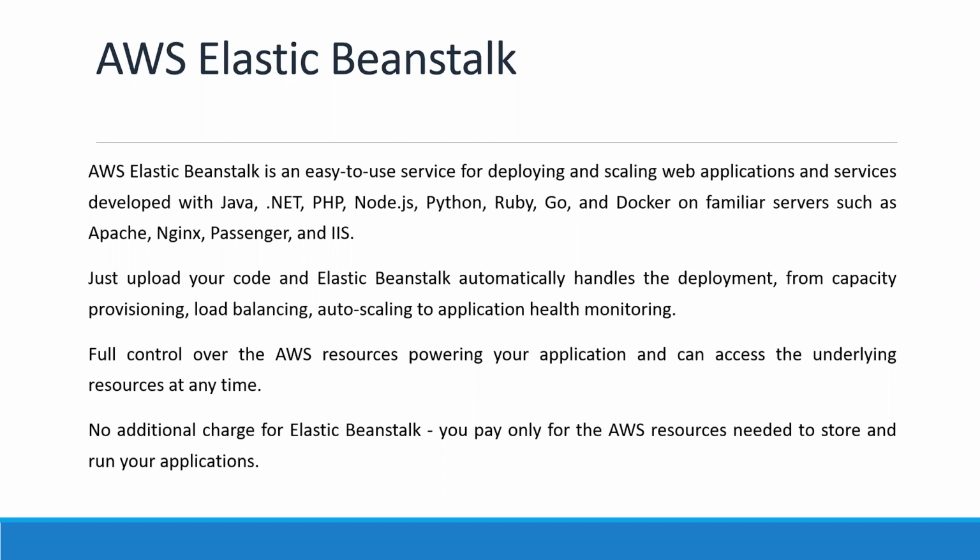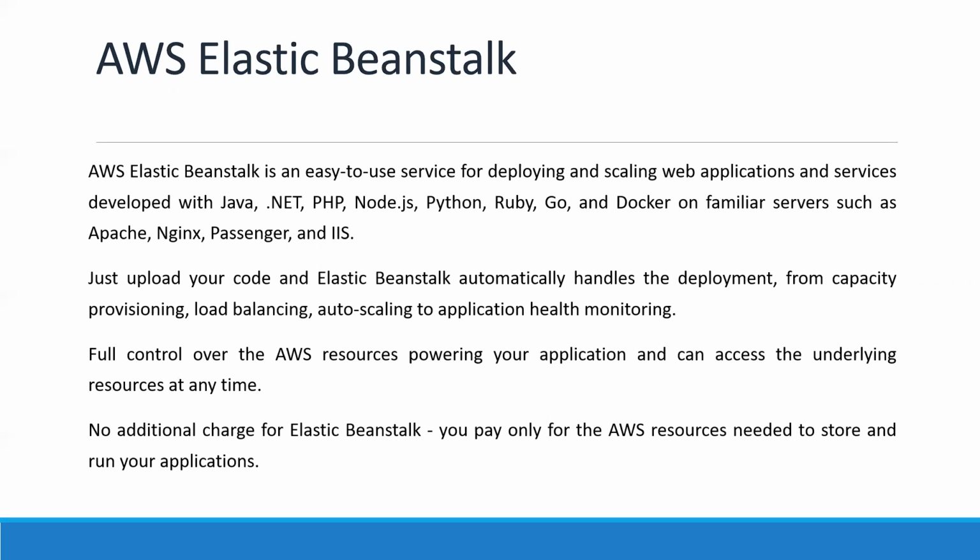We can even have a Docker server on which we can have Apache, then Passenger, IIS, we can host our applications. So we just need to upload our application. The rest of the things are taken care of by Elastic Beanstalk. We just upload the code and it will automatically handle the deployment, capacity provisioning, load balancing, auto scaling, and also monitor the health of our EC2 instance that gets deployed. So everything is taken care of by Elastic Beanstalk.